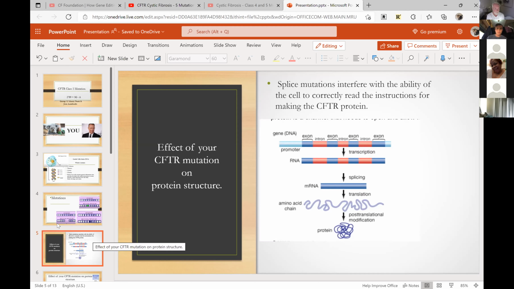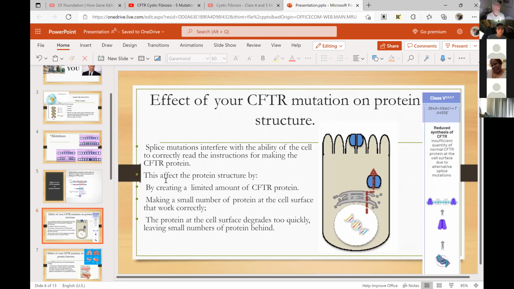So getting back to cystic fibrosis, the splice mutation interferes with the ability of the cell to correctly read instructions for making the CFTR protein. This affects the protein structure by creating a limited amount of CFTR protein, making a small number of proteins at the cell surface that work correctly. The protein at the cell surface degrades too quickly, leaving small numbers of protein behind. Our class 5 mutation is what that malfunction does to the CFTR protein. In this video, I'm going to show you a little bit about it.